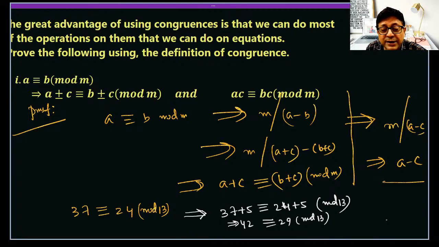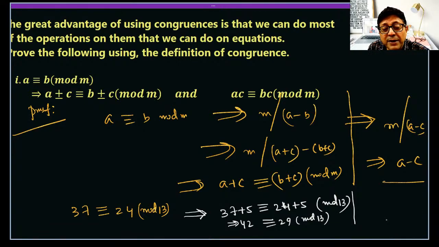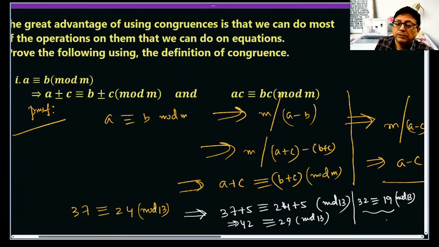Similarly, if you have subtracted, if you have written minus 5 over there, 37 minus 5 is 32, congruent with 19 mod 13. In this case also it is true. So if you add or subtract any quantity on two sides of a congruent relation, this is valid. Hope you all are doing it with me. This is very important to do it with me. That's why these classes are being arranged. You'll be doing it with me.